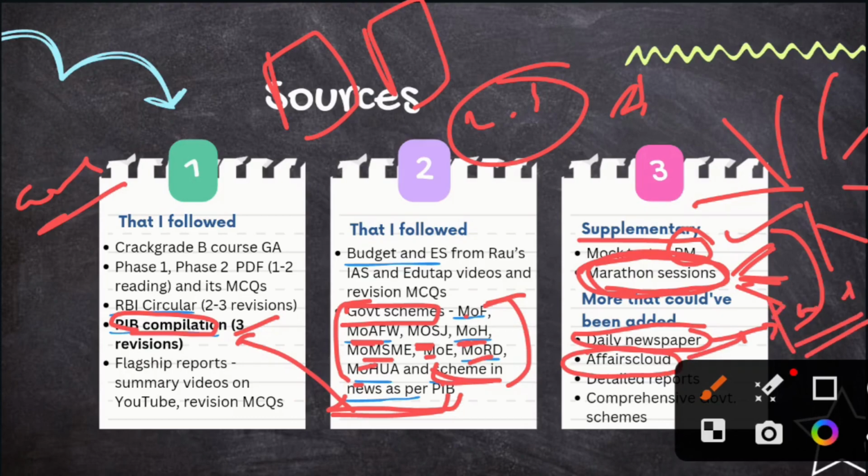Face Cloud is a very well-known name in the market, and their PDF I did not follow because I saw that they have 300 plus pages of PDF for every month. So this is like reading a new book every month and then revising it at the time of the exam.